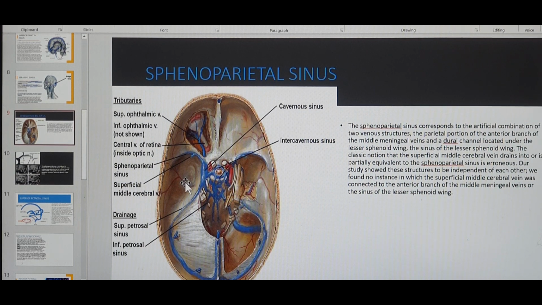Earlier what we used to think is that it's a continuation of the superficial middle cerebral vein, but that's not the case. It's actually a combination of the middle meningeal vein and a dural channel located under the lesser sphenoid ring right here. So earlier we used to think that it's a continuation of the middle cerebral vein, but no, that's not the case. It's a combination of the middle meningeal vein and the vein from the lesser wing of sphenoid. So that's a huge concept.